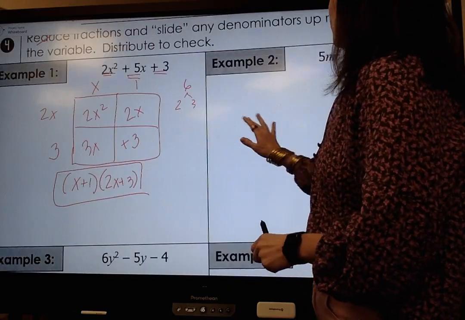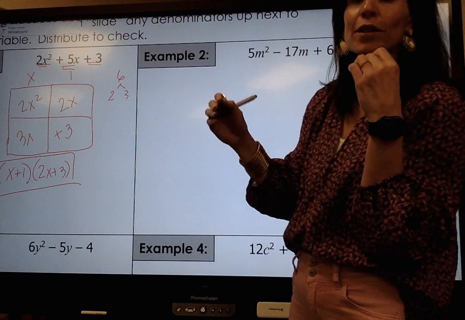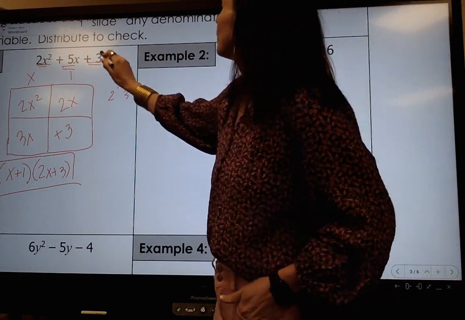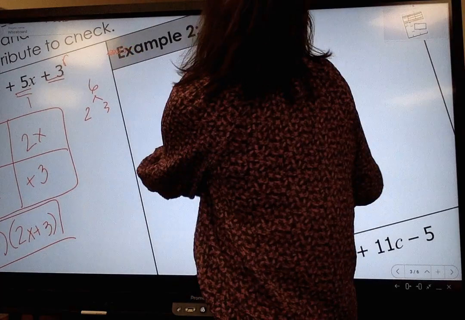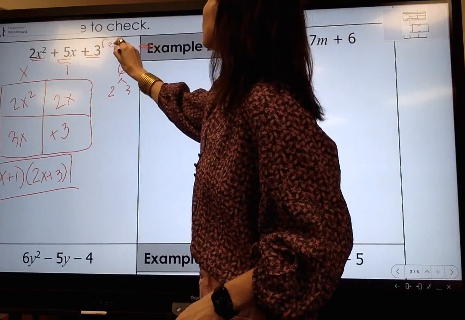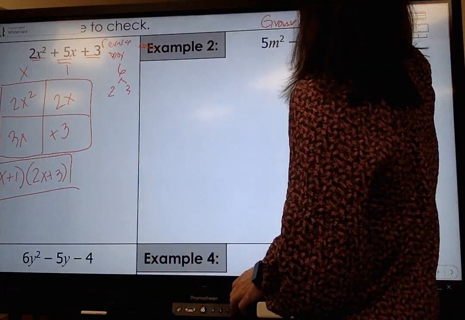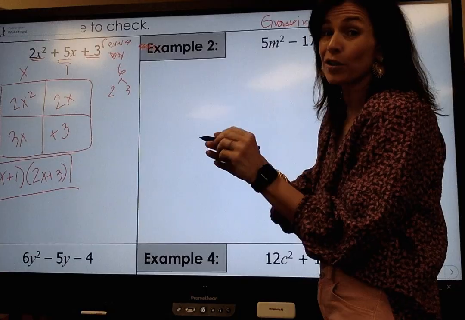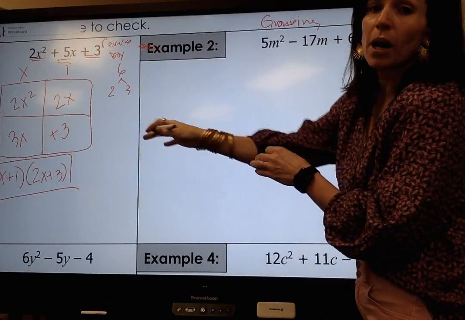Okay? All right. Example 2, I'm going to show you is the grouping method. So we're going to group, and this is reverse box. This is reverse box. And this is going to be the grouping method. We're going to use both of these in class, so you need to know how to do both of them. Well, it's very similar to this box.